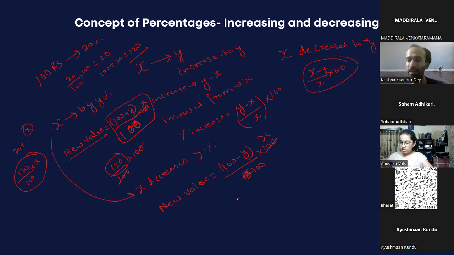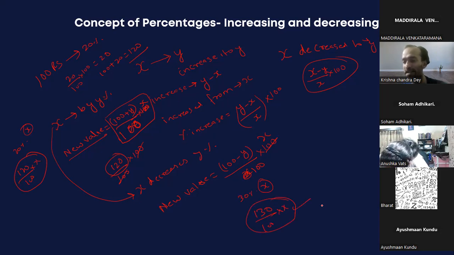Suppose I increase by 30%. Initially it was x. So what will it be? 130 by 100 into x, right? That's what it will be because I'm increasing by 30%. If I decrease by 30%, it will be 100 minus 30, 70 by 100 into x. That's what it will be, right? I just did not notice that I wrote that in the numerator.